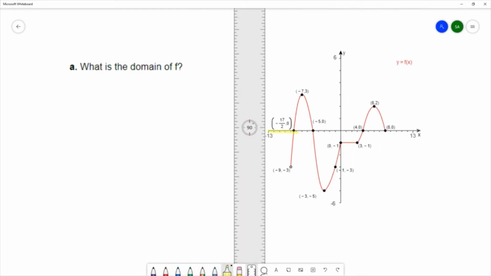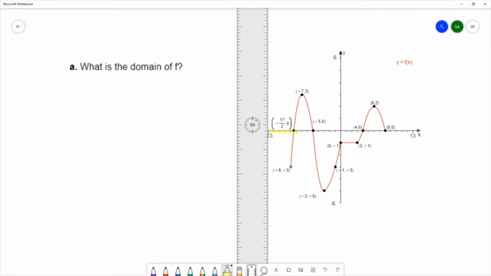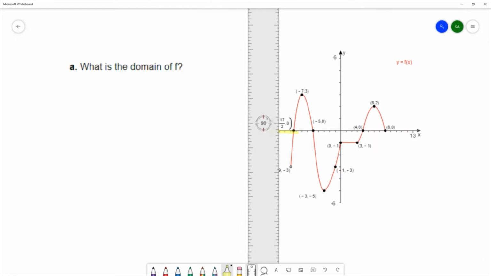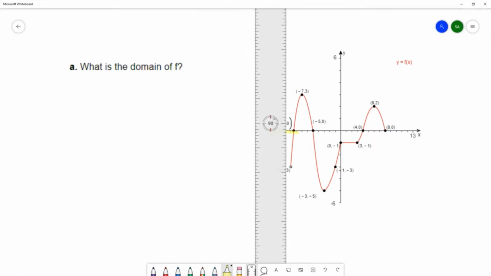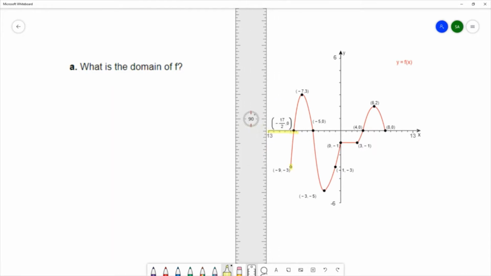me my interval notation. Now, as I move this ruler from left to right, what I want to do is figure out when is the first time that ruler hits the graph. And that's going to happen at this point down here. So what is that X value? That's an X value of -9. So my domain will start at -9.